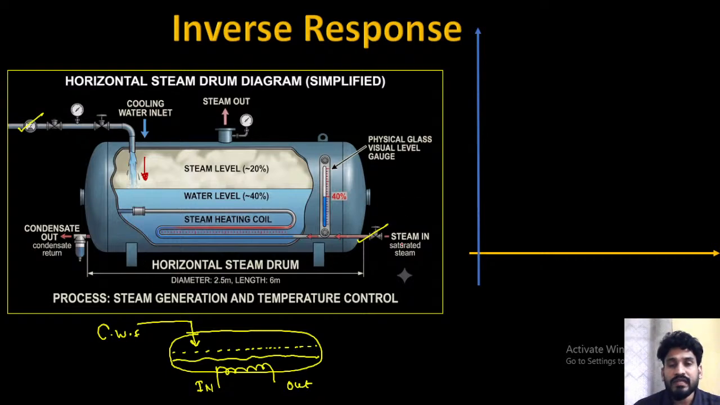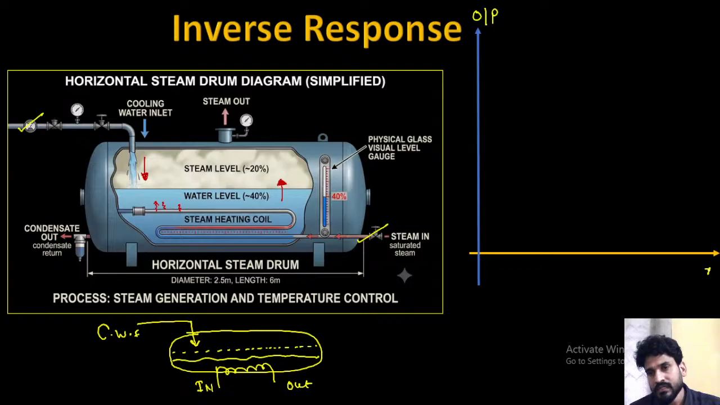And what is this steam coil's function? It is basically rejecting heat to this water, so that more and more steam will be generated. So the function of the steam coil here is basically to increase the level of the steam. It is clear to you? So the effect of the cooling water and the effect of the steam are opposite to each other. It is clear?